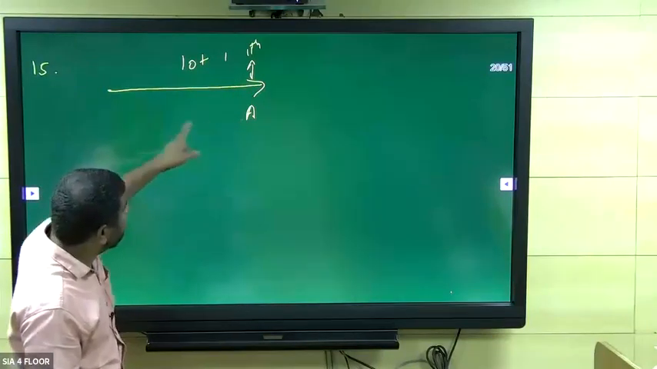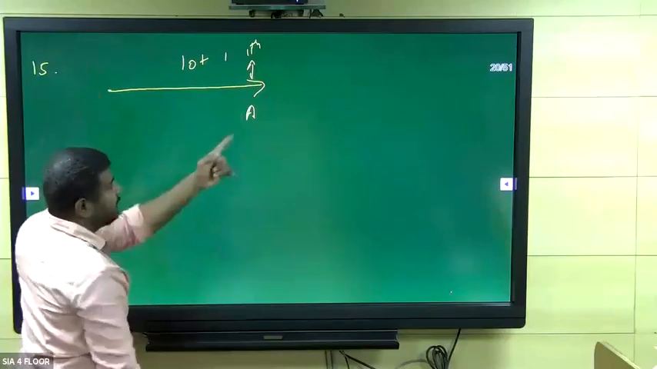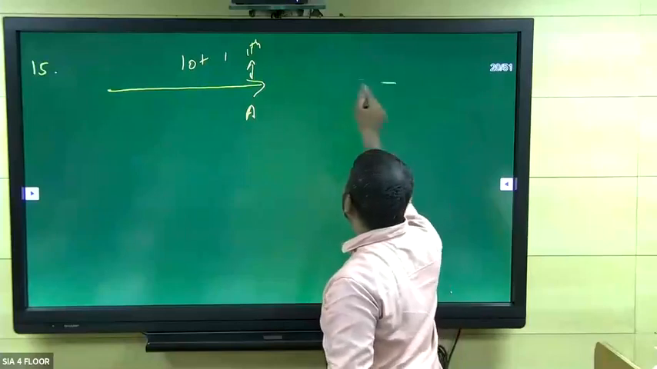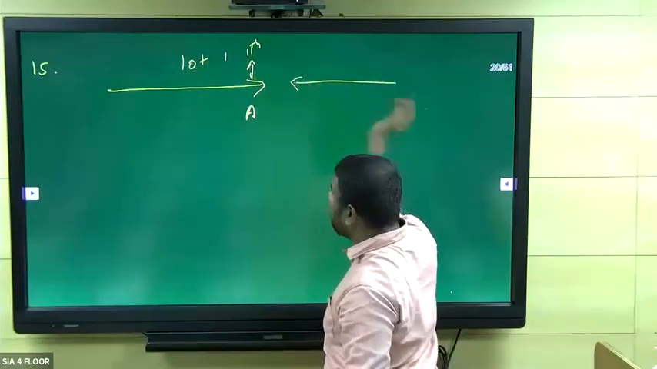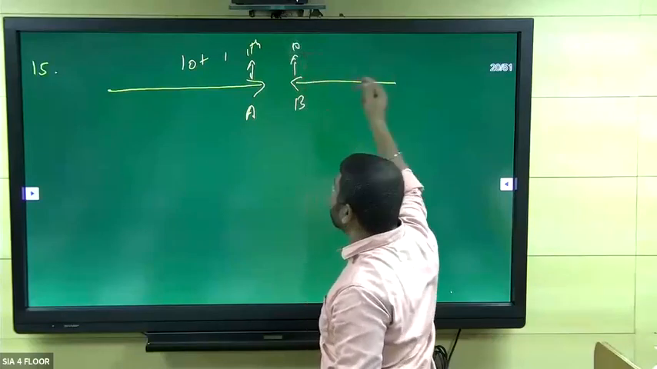10 persons are sitting to the left of A. Clear? That is what it refers to. And B is 10th from the right. From the right, B is 10th. This is B, 10th.